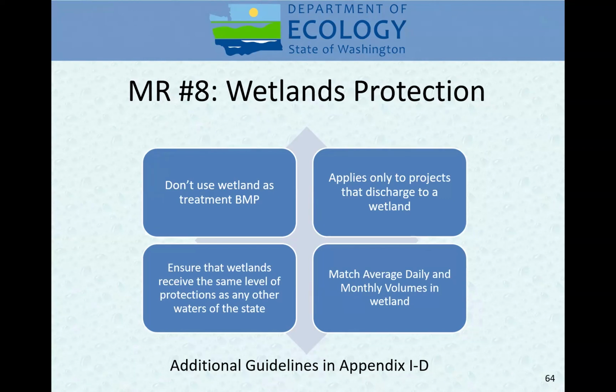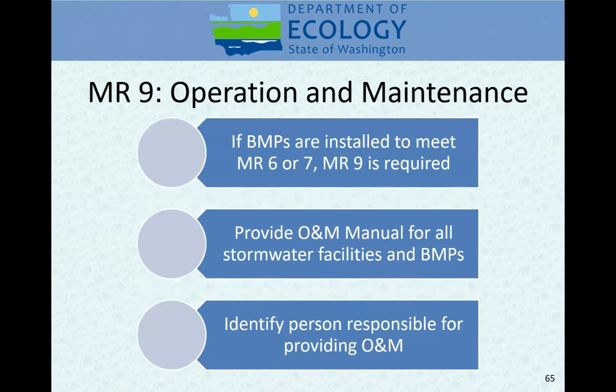And you're matching average daily and monthly volume in the wetlands. And so we're looking at comparison of wetlands to existing conditions, not forested conditions. So here's another pre-developed run you have to do when you're analyzing wetlands. And minimum requirement number 9, if you include a BMP in minimum requirements 5, 6, or 7, you need to have an O&M manual for that BMP.